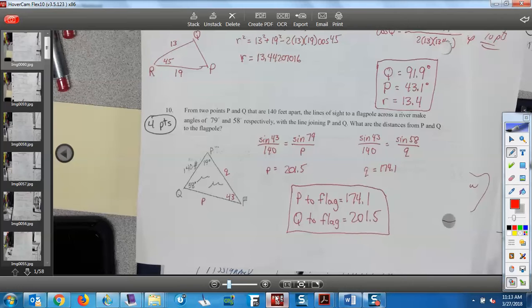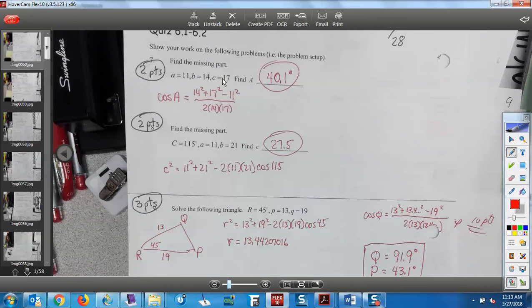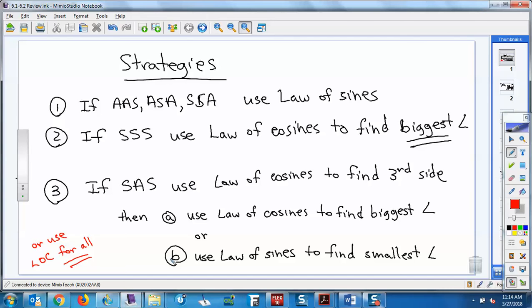If you notice back here on this one where I had SSS like this, I didn't even do that, because we just had to find angle A, so it didn't matter. But if I was going to solve the whole thing, then I might want to do this part right here. I might want to find the biggest one first, because if it's obtuse, that will give it to me. So that was a strategy that we talked about using.